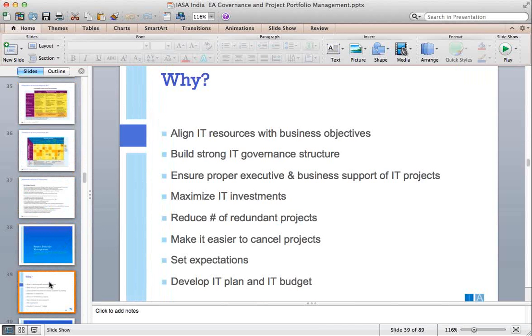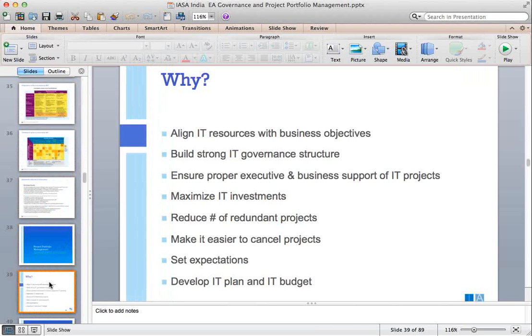Now, why do you actually need a project portfolio management? Just in simple bullets, we can say we can align sources which do the work to meet the objectives, build an IT governance structure, and that's something which is important because you're going to complete a process-centric approach towards your strategy, and you need to continually govern them for any changes that may happen, as I just spoke a couple of minutes back.